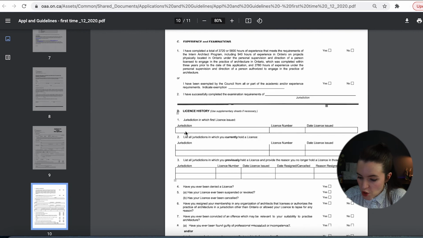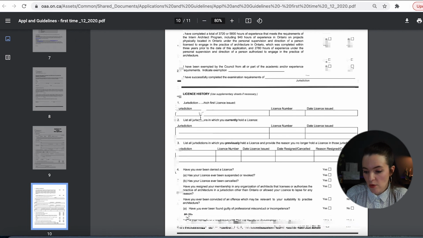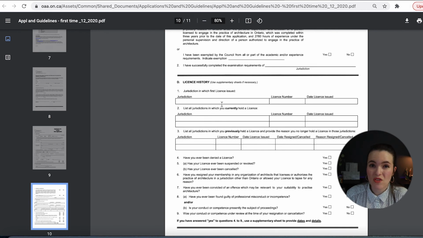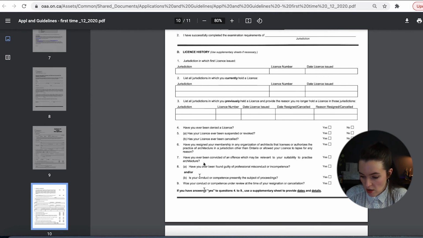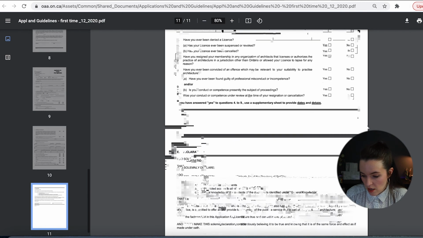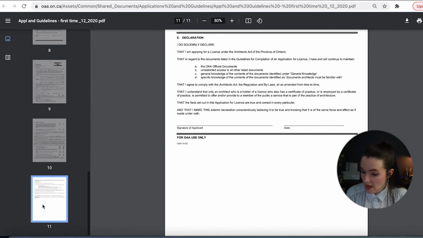And of course, if you do have a history of having a license in other jurisdictions, like in BC, in Newfoundland, and so on, you would include that history in which jurisdiction you did get issued a license. So you would include that in this application. And then there's just some further questions on the application here. And then you just need to sign and date your application. And that's about it. That's the application process. So it's 11 pages. It's not too bad.